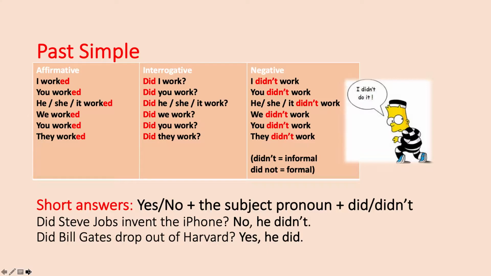In short answers, we only use yes or no, plus the subject pronoun, plus did or didn't. So we say, did Steve Jobs invent the iPhone? No, he didn't. He was only the CEO. Did Bill Gates drop out of Harvard? Yes, he did, because he had better things to do, such as start his own computer software company.